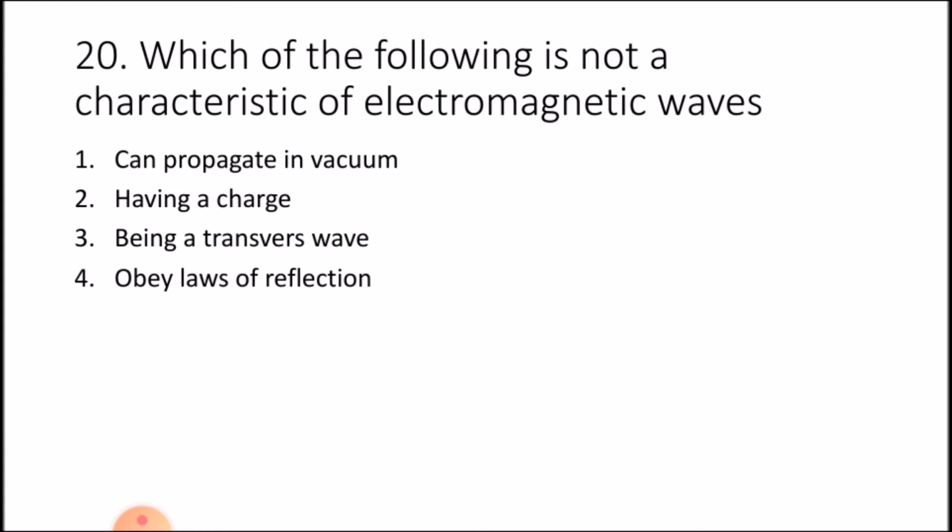Question number 20. Which of the following is not a characteristic of electromagnetic waves? First one, can propagate in vacuum. Second one, having a charge. Third, being a transverse wave. Fourth, obey laws of reflection. The answer is the second one. They do not have a charge, but they have electric and magnetic fields.